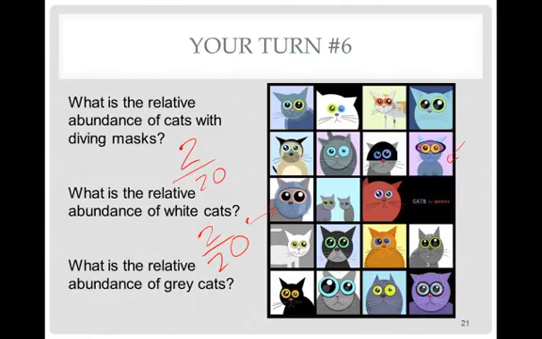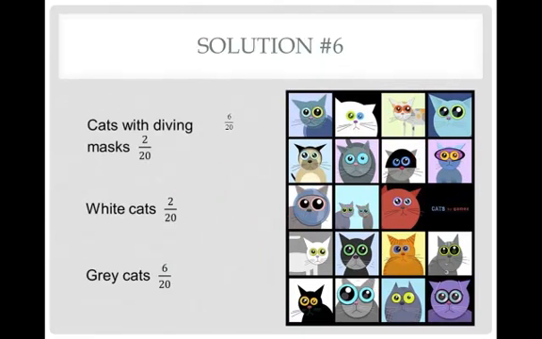And then the relative abundance of gray cats. Let's look at them. We have a gray cat, a gray cat, a gray cat, a gray cat, a gray cat, a gray cat, a gray cat. So how many gray cats is that? Let's count: 1, 2, 3, 4, 5, 6, 7, 8. So that would be 8 over 20. Here's our solution. I know I said 6, but after looking at it, it would be 8.